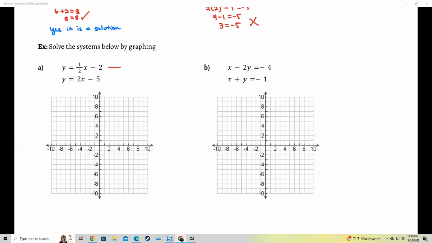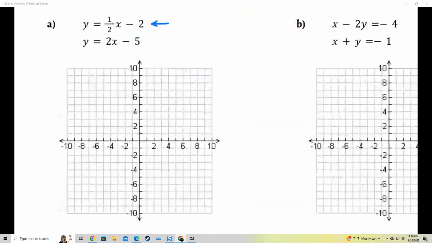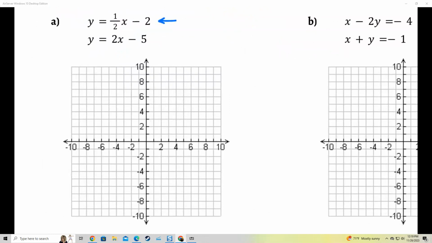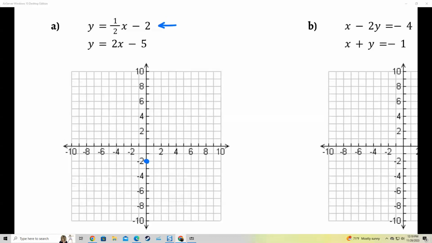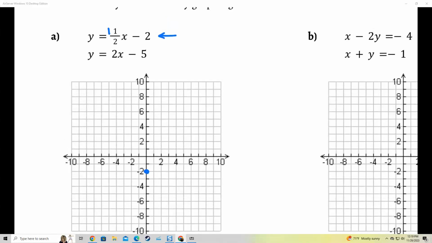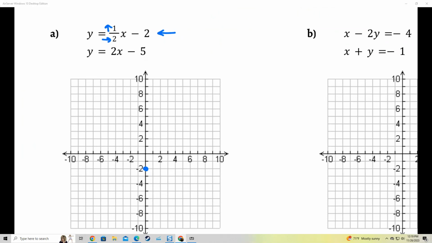Remember, if it's in y equals mx plus b form, it actually makes it really easy because I know exactly where to start my graph. I'm going to start my graph on the y-axis at negative 2. And then the slope of 1/2 is telling me that this needs to go up 1 and then right 2. So from the dot at negative 2, I'm going to go up 1, right 2, put a dot, up 1, right 2, put a dot, up 1, right 2, put a dot.